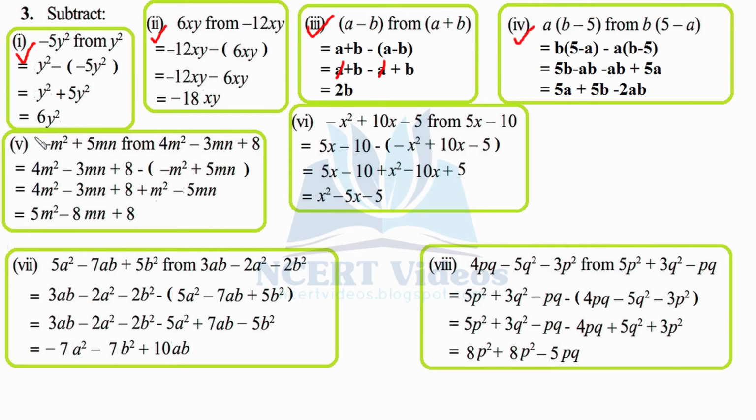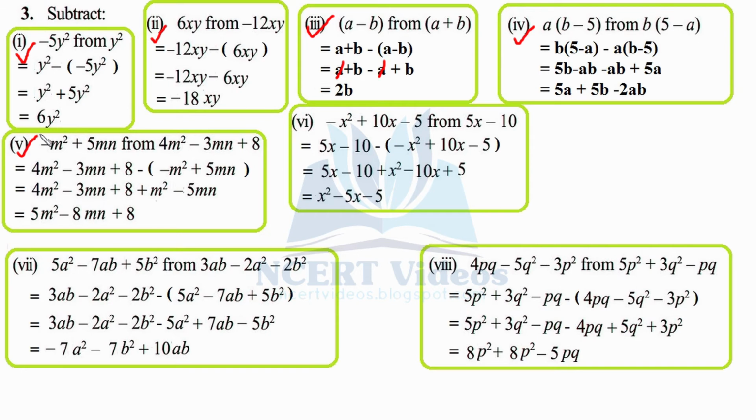That's fourth. Fifth, minus m square plus 5mn from this part first. Again subtraction sign because we are subtracting this whole term in bracket. This as it is, minus minus is plus, therefore plus came, m square minus plus is minus 5mn. Now m square like terms, 4 plus 1 is 5m square. Here minus 3mn minus 5mn will give you minus 8mn because both are negative, and again this constant is left, therefore plus 8.